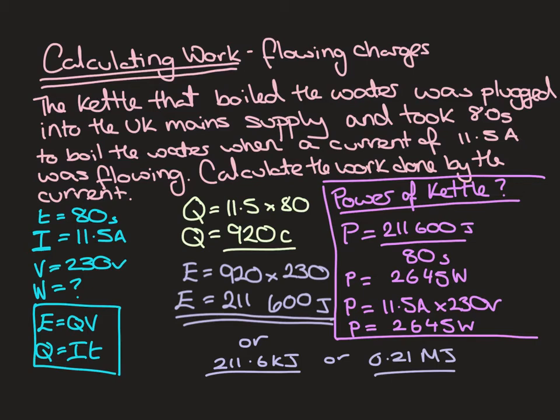So that gives us, if we do the work divided by the time, we get 2,645 watts. Now we could also try out that other equation that we saw, P is equal to IV, and see if we get the same answer. So the power of an electrical circuit is equal to the current times the voltage. 11.5 amps multiplied by 230 volts, we get 2,645 watts. So, we get the same answer. That is all great.